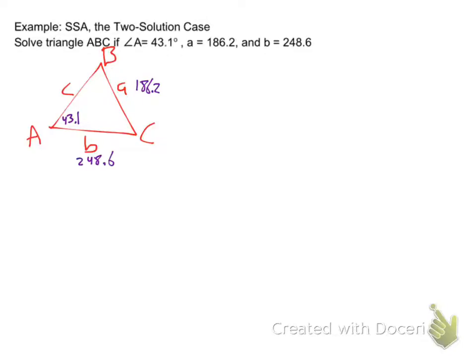So this setup this time is going to look like what? What's our pair? Sine of 43.1 over 186.2 is equal to sine of B over 248.6. Again, I don't need to cross multiply this. I just need to multiply both sides by 248.6.